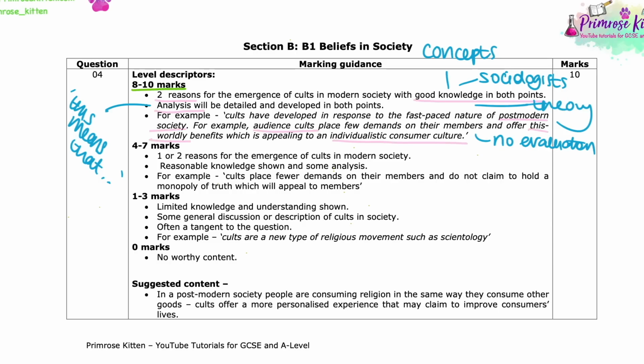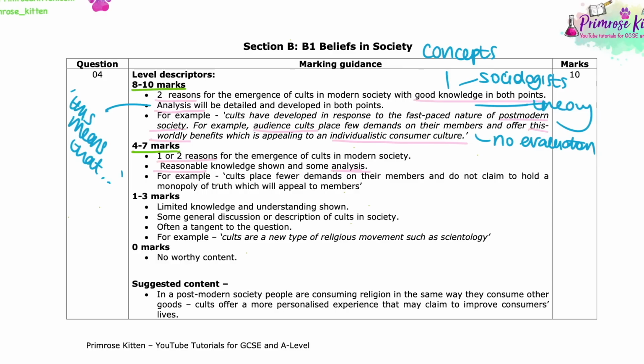individualistic consumer culture. So in that sentence, you can see some theory in the form of postmodernity. You can see some key concepts such as audience cults, and then you can also see the analysis about why these types of cults would be more appealing to people because they offer this worldly benefits, which is more appealing to people when we live in this postmodern society. If we have a look at the next band down then, the 4 to 7 marks, the only real difference there is you might have only been able to apply 1 reason with some good knowledge, or you might have been able to apply 2 reasons, but the knowledge there might just only be reasonable, not good. An analysis might not be through the whole answer.